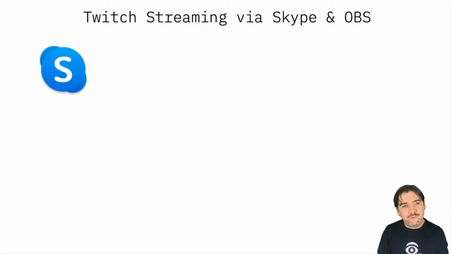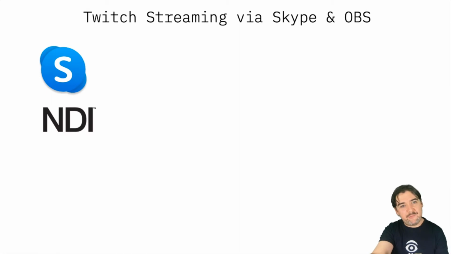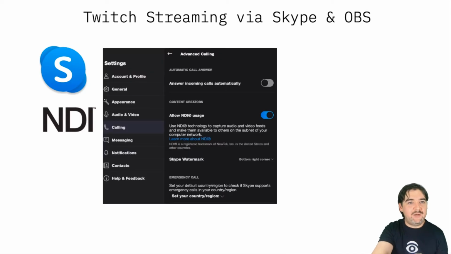But for those that don't know, there's actually a really hidden, and yeah, it took some digging to find this, but Skype is actually how we've been doing it. So Skype has a hidden NDI setting, which is really buried inside the settings. It's basically inside settings, calling, advanced calling, and as you can see there's this great little switch which allows you to get multiple NDI feeds out.